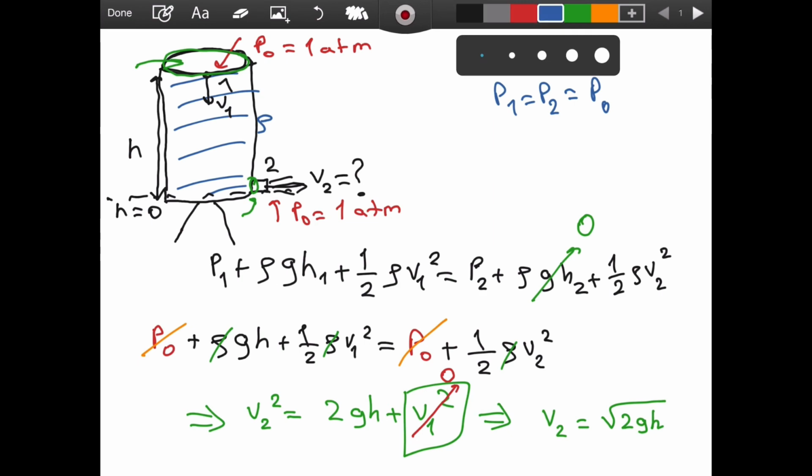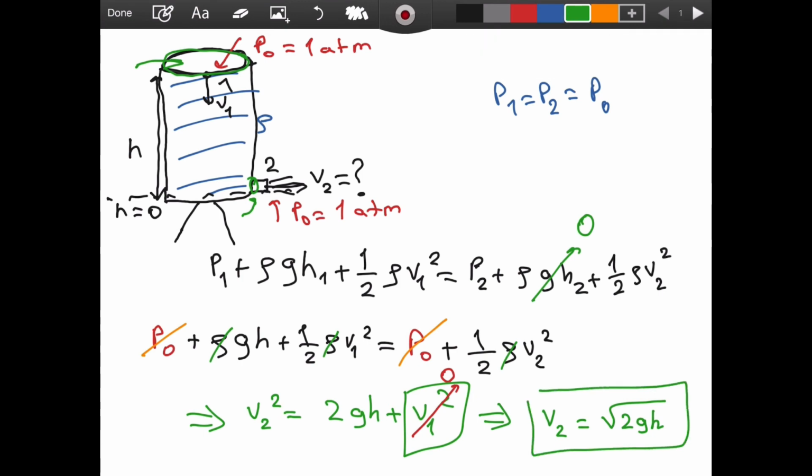And this is our result. We found a formula for v2. It turns out that it is a very simple formula. It is the square root of 2 times g times h. And you can check that the units work. We have g, which is in meters per second squared, and then we have height, which is meters. We have meters squared divided by seconds squared under the square root, so we get meters per second, which is a unit for velocity.